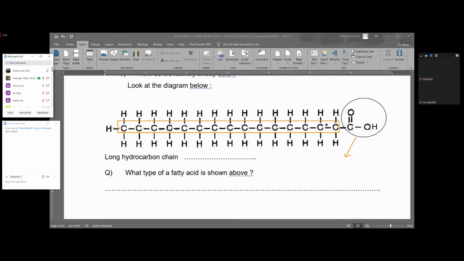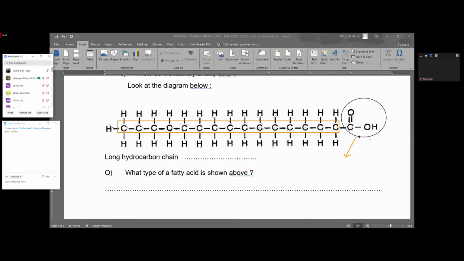Saturated, isn't it? Saturated hydrocarbon. So as you see here, all single bond. So write down saturated fatty acid. Write that down first. Here, this answer. Saturated, S-A-T-U-R-A-T-E-D. All right? And then you put the word fatty acid. Saturated fatty acid. Why fatty acid?